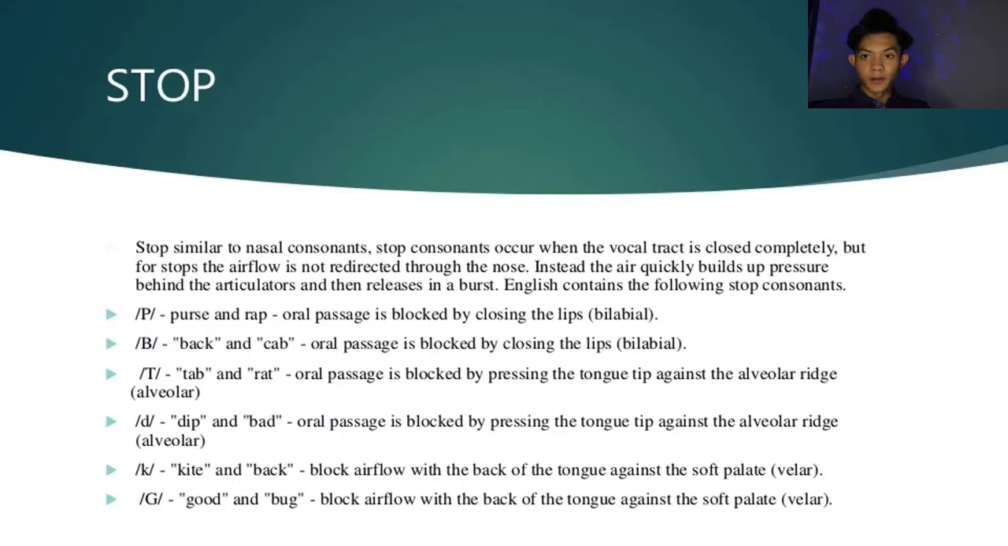The second type of manner of articulation is stop. Stop is similar to nasal consonants. Stop consonants occur when the vocal tract is closed completely. But for stops, the airflow is not redirected through the nose. Instead, the air quickly builds up pressure behind the articulators and then releases in a burst.